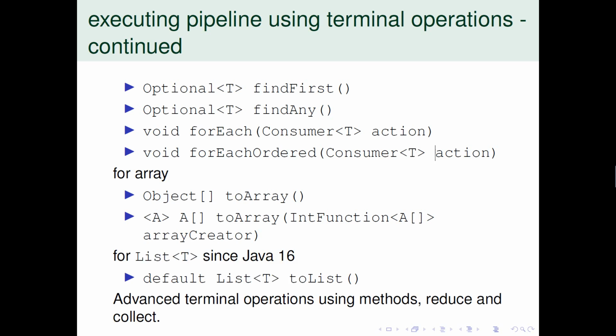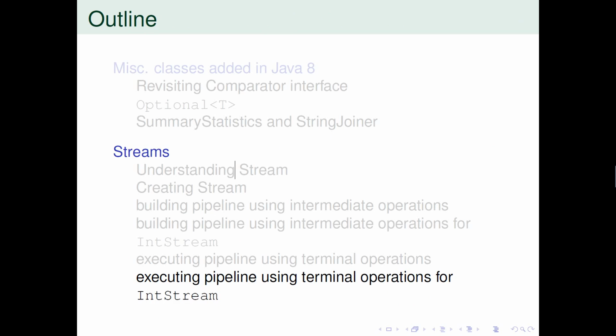From Java 16, from a stream directly you can convert into a list. Whatever elements are in a stream, let them be converted into a list and give it to me. And then the next thing will be some more advanced terminal operations, the methods called reduce and collect, which I think we'll be looking at tomorrow.